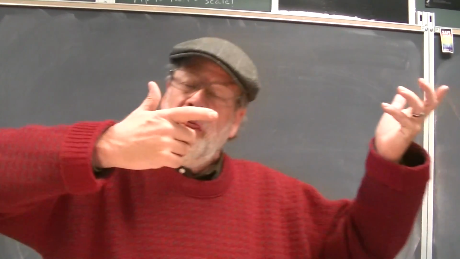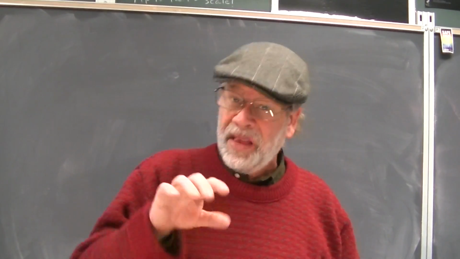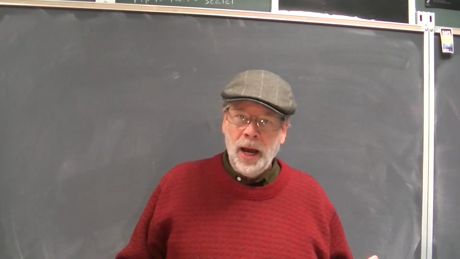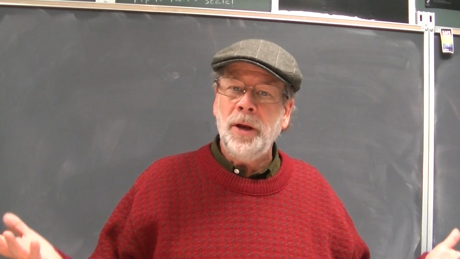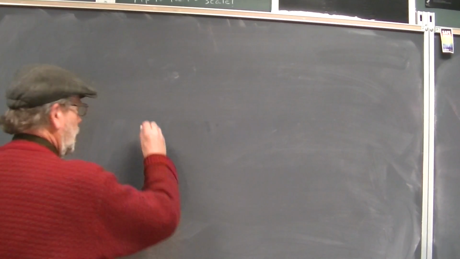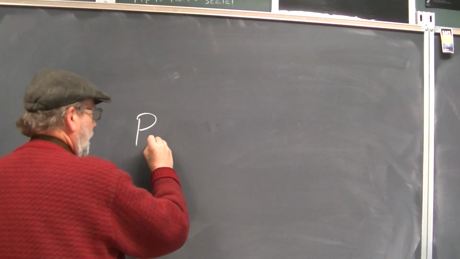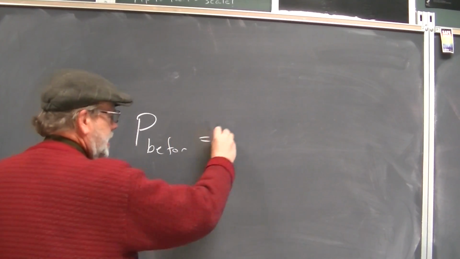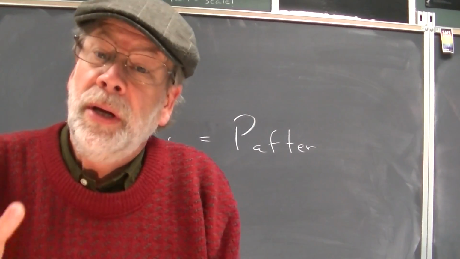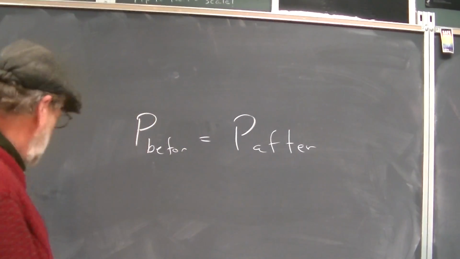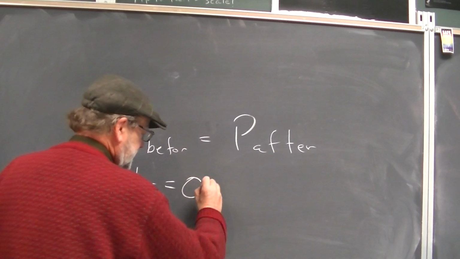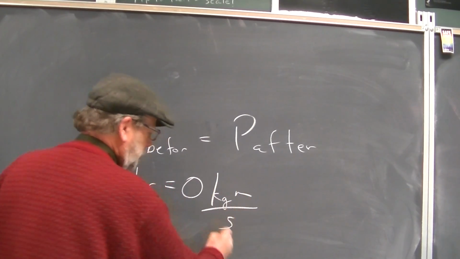Before I shoot the gun, the momentum of the gun and the bullet, the system of the gun and the bullet, is zero. All right, after I shoot the gun, I can't make up momentum. In other words, the momentum must still sum to zero. How can that be? Well, P before equals P after. All right, so the momentum before, which is zero, must equal the momentum after. So the P after must equal 0 kilogram meters per second.